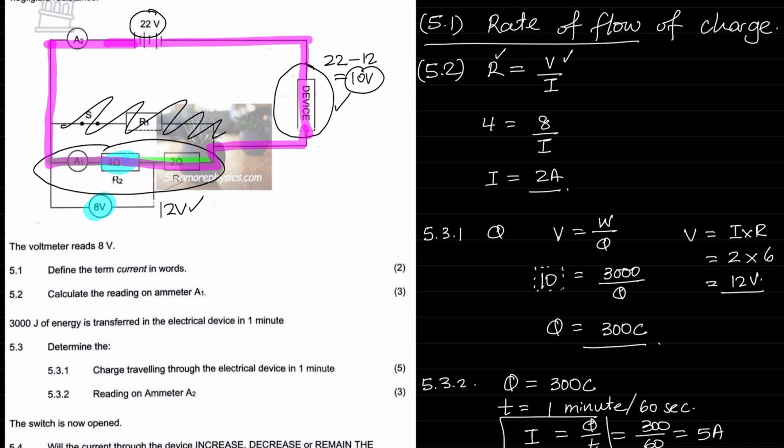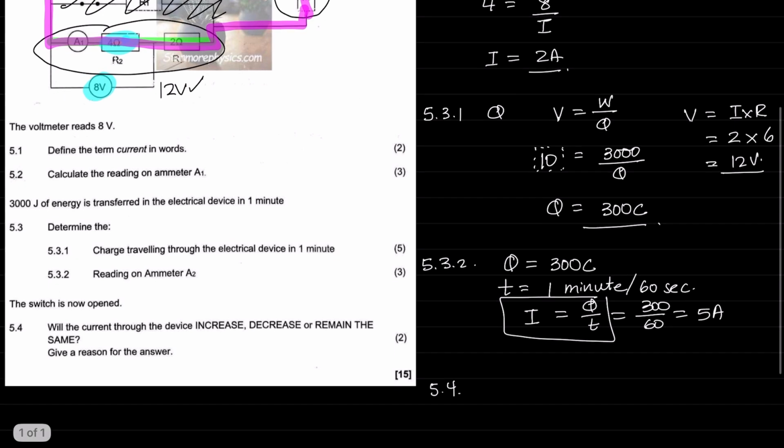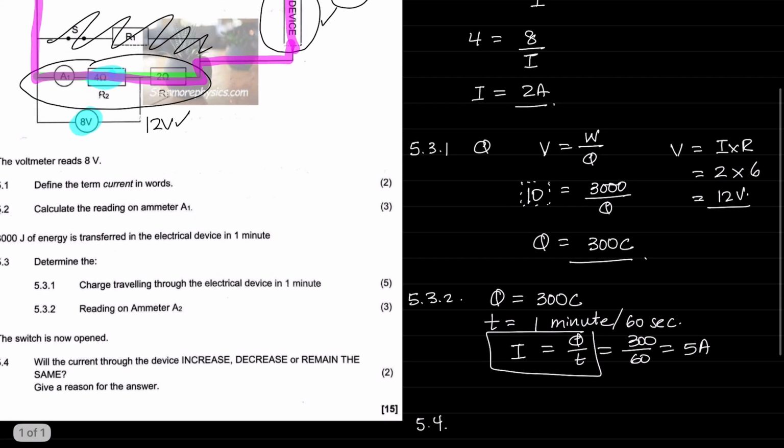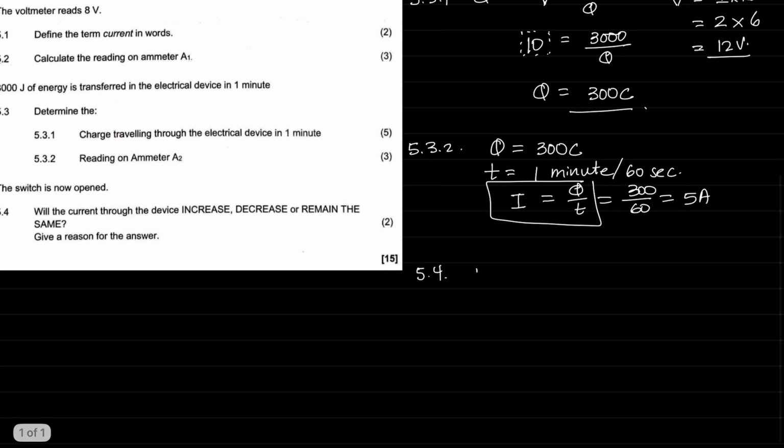So what happens? They want to know what happens to the total current. Will the current through the device increase, decrease, or remain the same? And explain. So remember the following. If we remove a resistor in parallel, the total resistance will increase. I know it sounds counterintuitive, but you can test it using calculations. So if you remove a resistor in parallel, the total resistance in the circuit will increase.